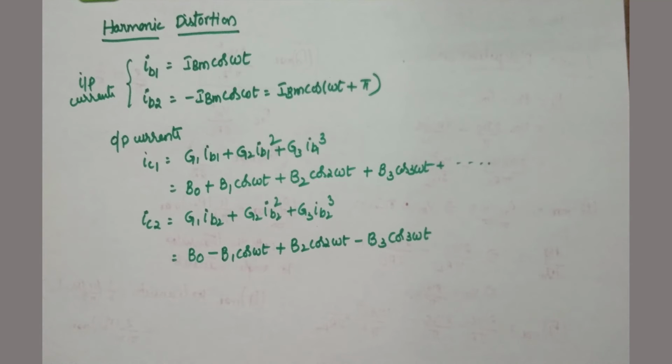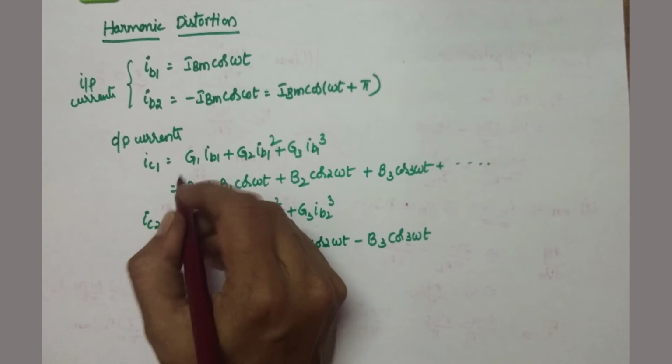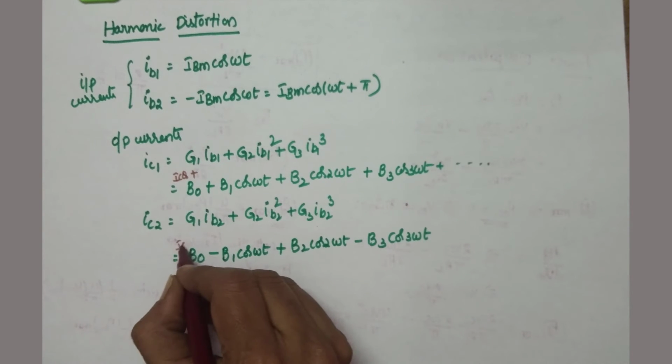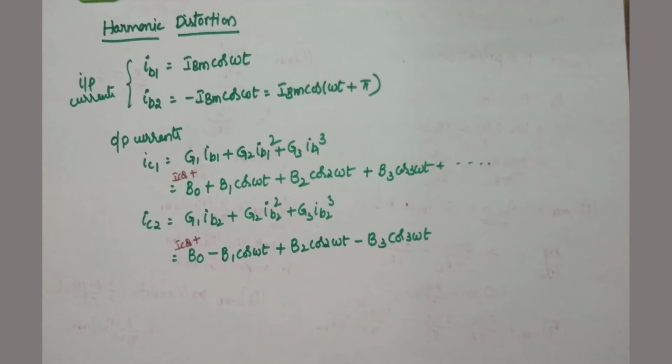Before this, you add this ICQ for both. Because I told you many times, the currents vary in the form of the given input signal, means in the form of sinusoidal, but with an average value. Base currents vary with an average value of IBQ. Collector currents vary with an average value of ICQ. And the output voltage VCE varies with an average value of VCEQ. Okay, that is the reason I added this ICQ.